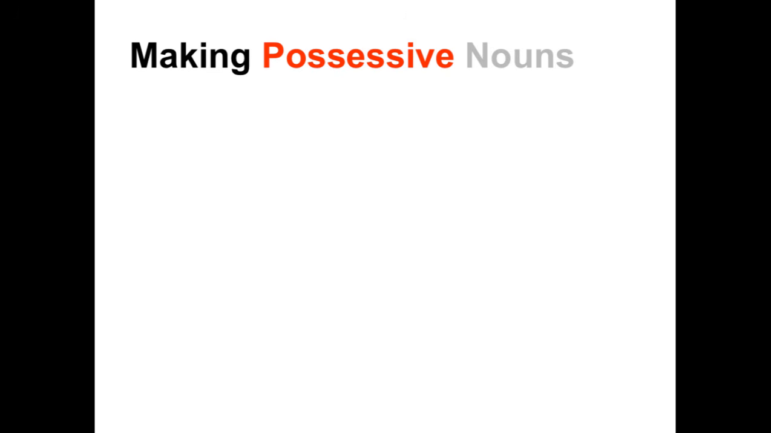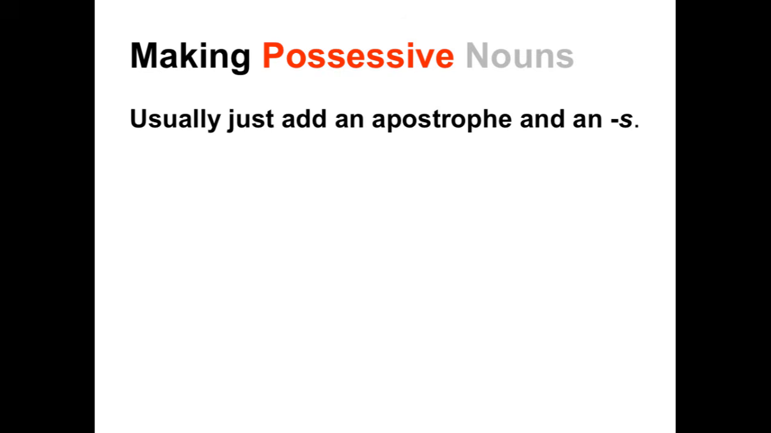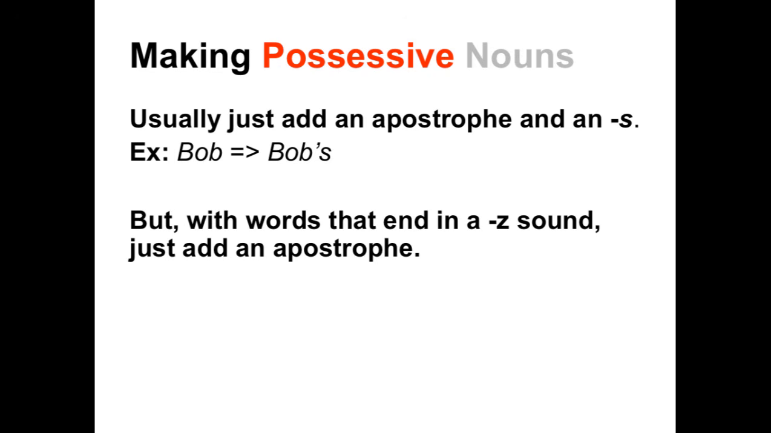So making possessive nouns follows its own set of rules, and usually it's just adding an apostrophe and an S. It's pretty simple in most cases. So the word Bob becomes the word Bob's. To indicate something belongs to Bob, we add an apostrophe and the letter S, and that shows it belongs to Bob. But with words that end in a Z sound, we just add an apostrophe.